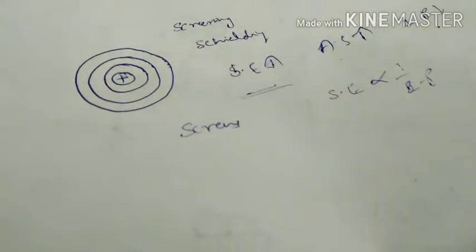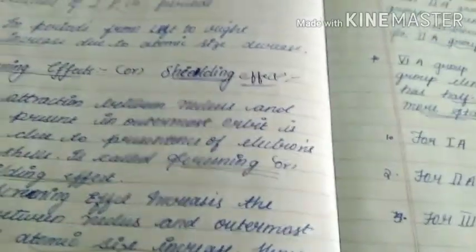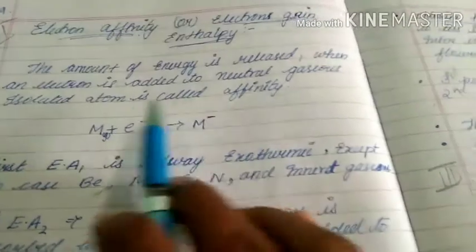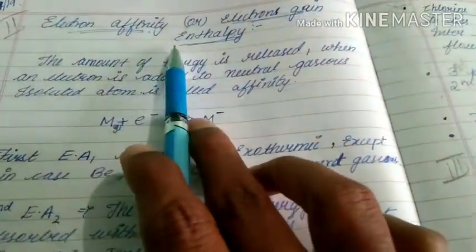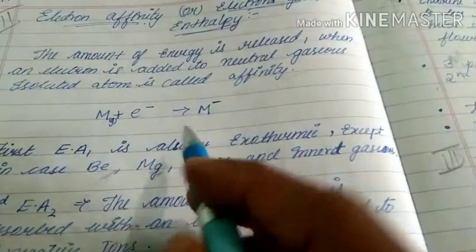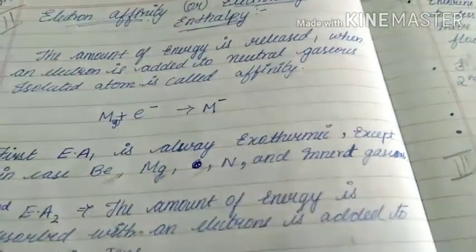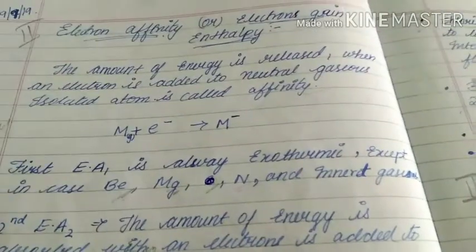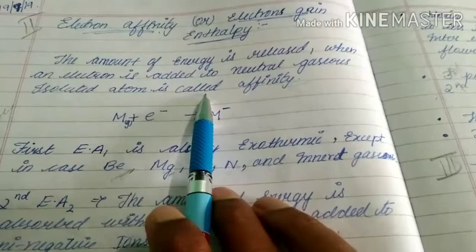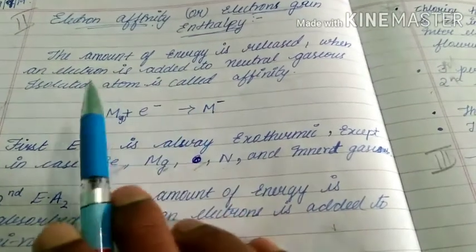Next topic is electron affinity, or electron gain enthalpy. Electron affinity, or electron gain enthalpy. This is exactly the opposite definition to IP.